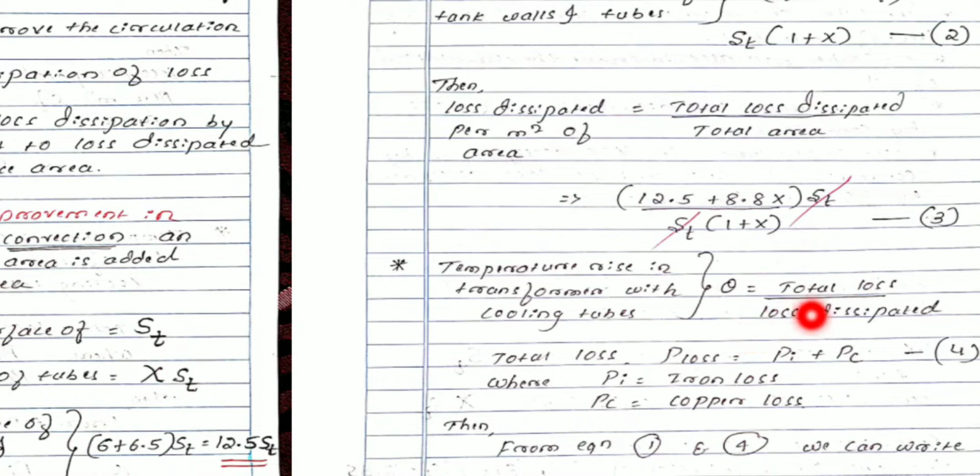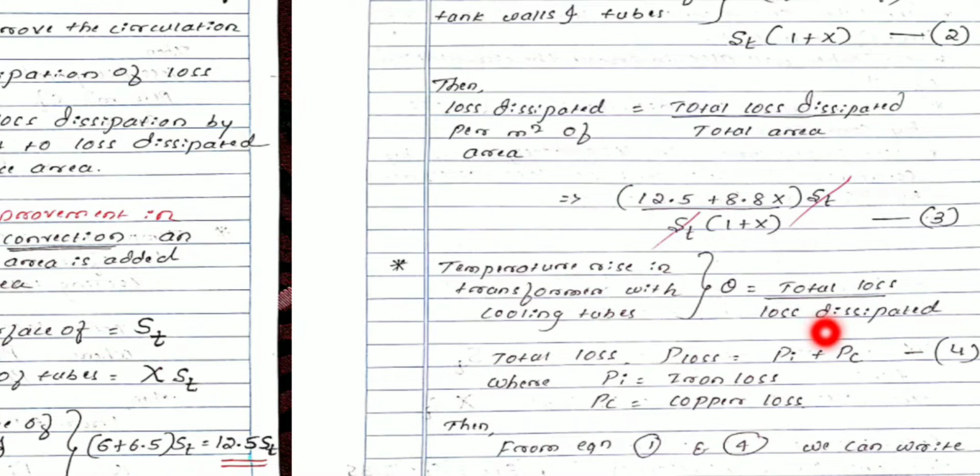So that is the reason the total loss is the sum of iron loss, Pi, which is nothing but iron loss, and Pc, which is the copper loss. Altogether it will give the total loss. Is it right? So where Pi is iron loss and Pc is the copper loss, this is the total loss.